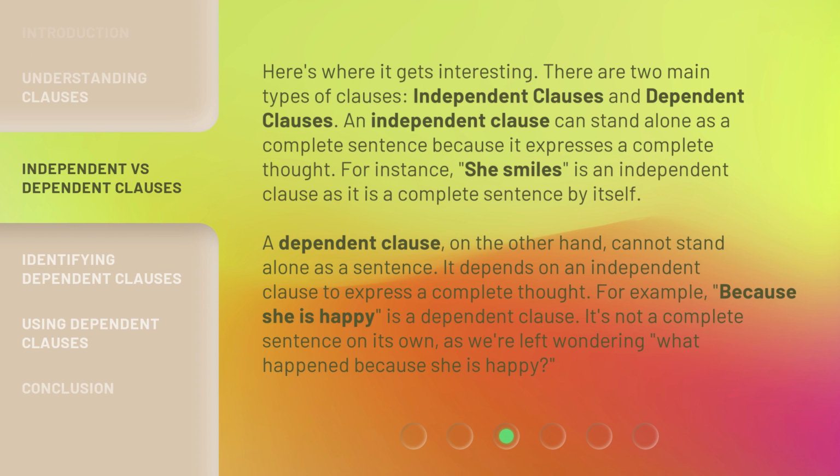A dependent clause, on the other hand, cannot stand alone as a sentence. It depends on an independent clause to express a complete thought. For example, "because she is happy" is a dependent clause. It's not a complete sentence on its own, as we're left wondering, what happened because she is happy?